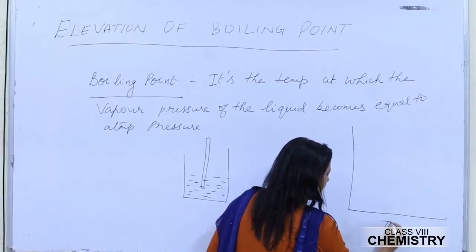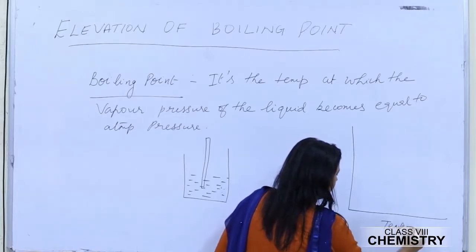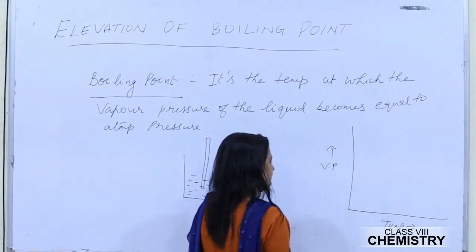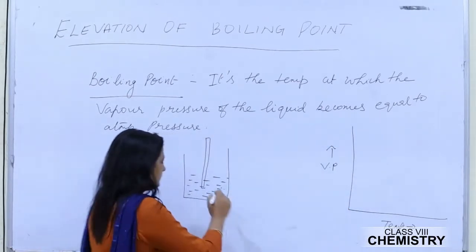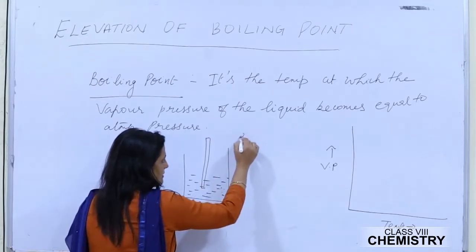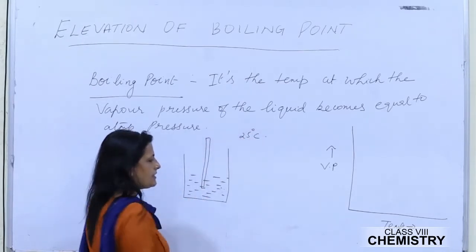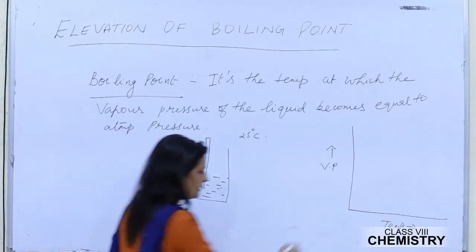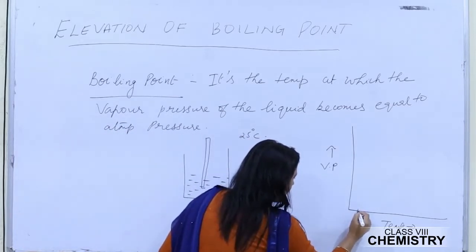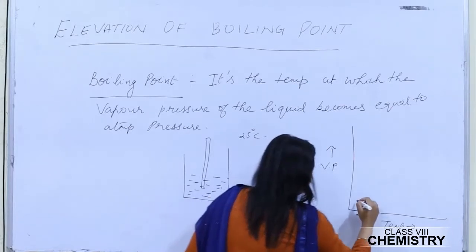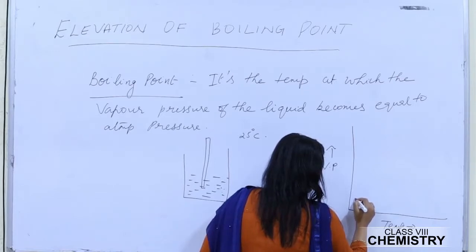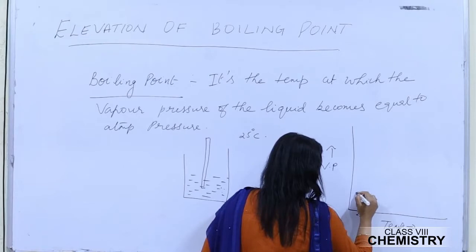On the x-axis we will take temperature and on the y-axis we will take vapor pressure. Now when the temperature is 25 degrees C in the thermometer, that is at room temperature, the vapor pressure of water will be very less. Suppose this is 25 degrees C. We'll just imagine the vapor pressure is somewhere here. It's less. So I'm just plotting it like this.